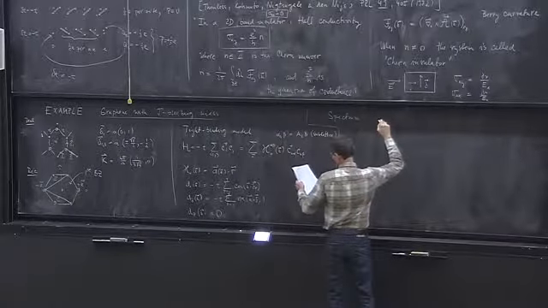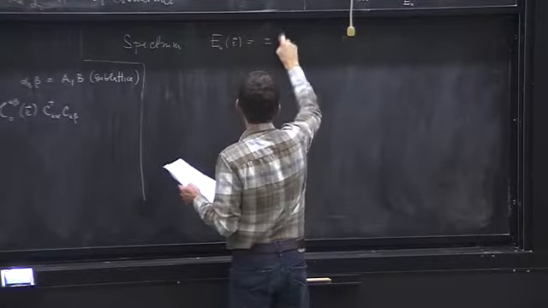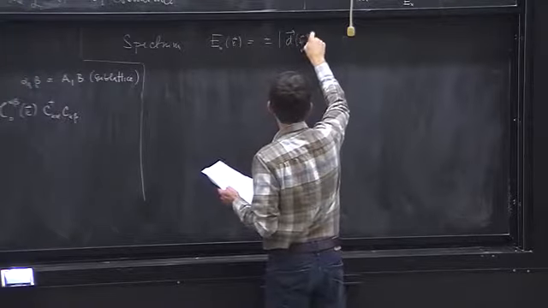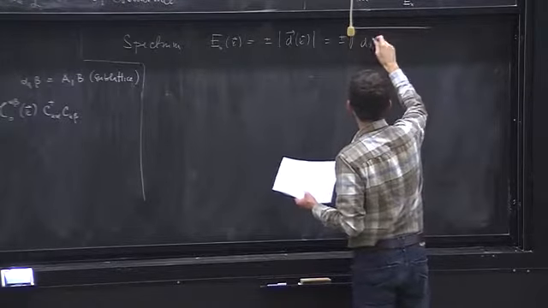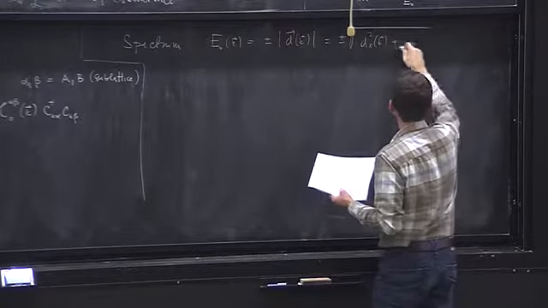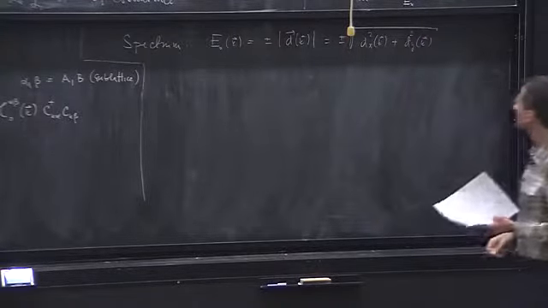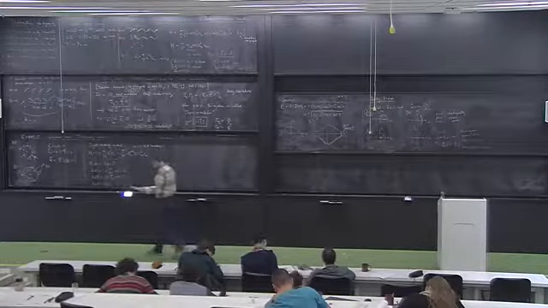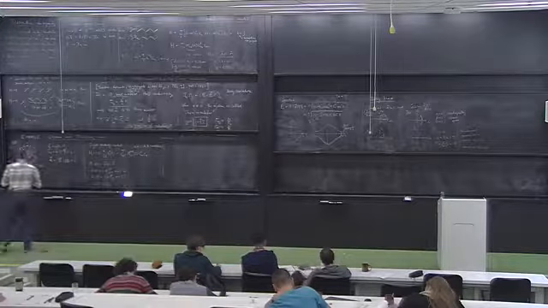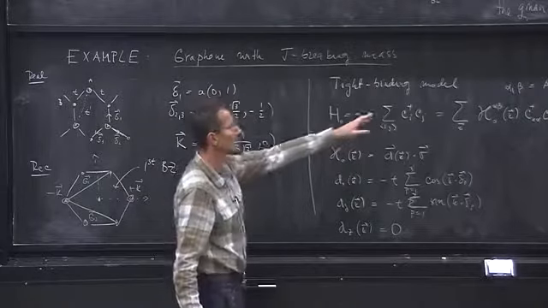The spectrum then, E naught of k, is again plus minus the length of vector dk, and this can be written as plus minus the square root of dx squared of k plus dy squared of k, because I have no dz. Specifically, one can now do some gymnastics with trigonometry and using properties of these vectors, and simplify that expression.